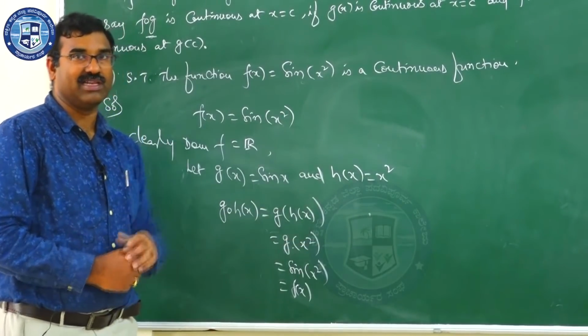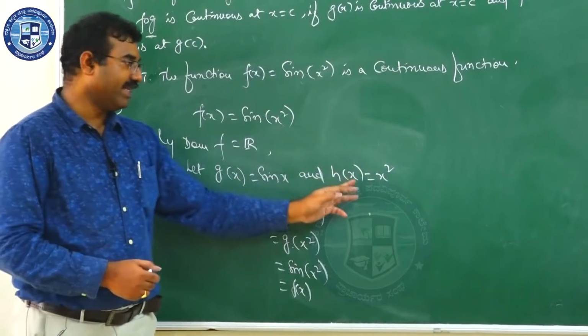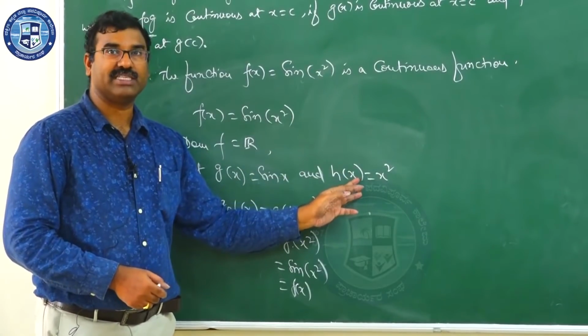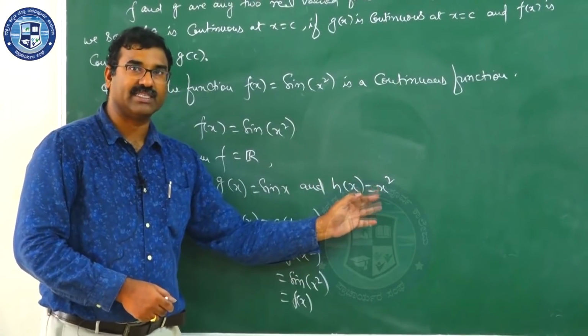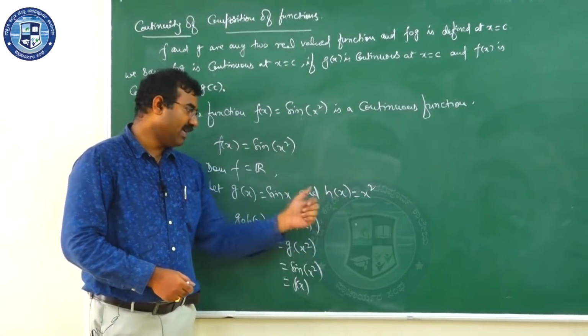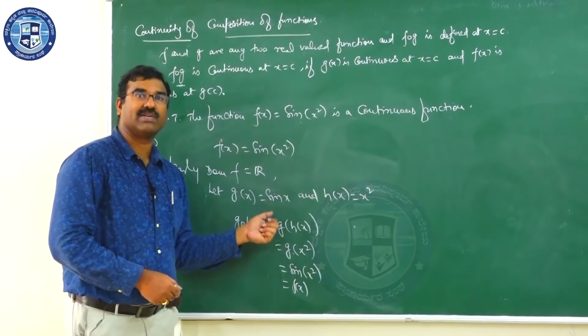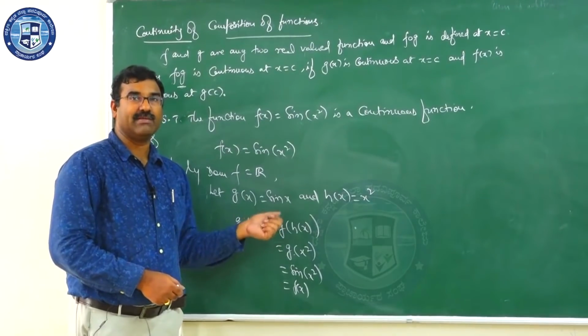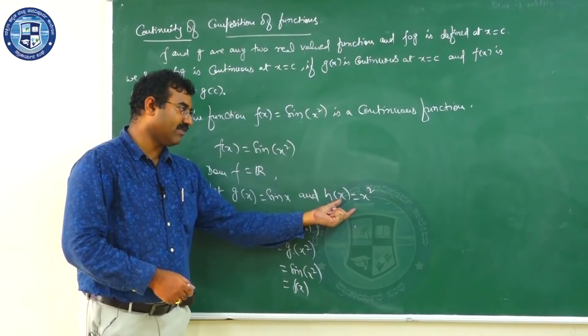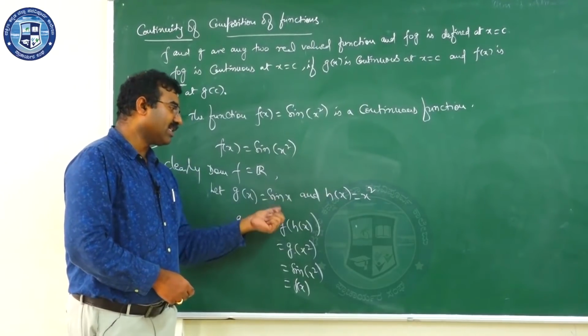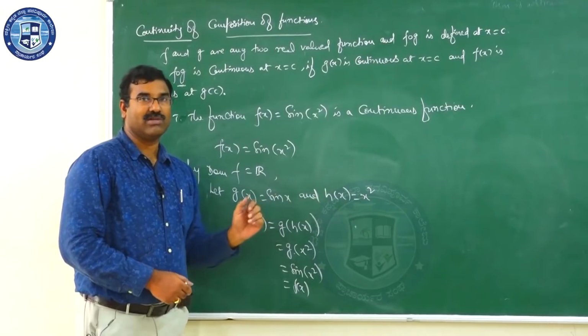You just recall two points here. One is the polynomial function is continuous throughout the real number system, because it's quadratic, right? And we proved sin x is also a continuous function throughout the real number system. That means h of x is continuous throughout the real number system. So its composition sin of x square is also continuous.